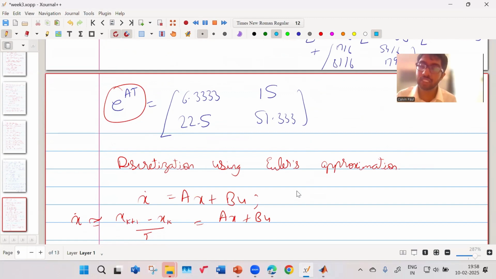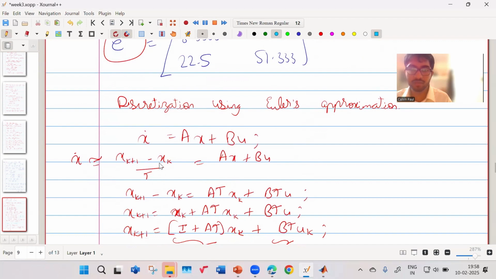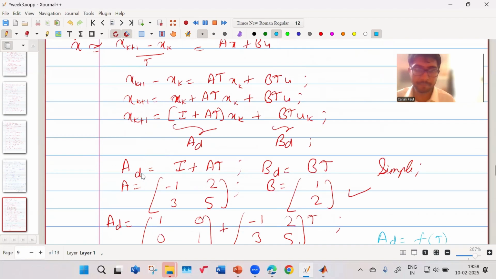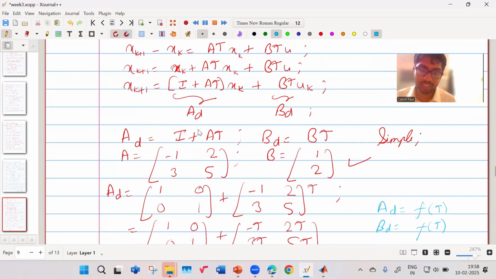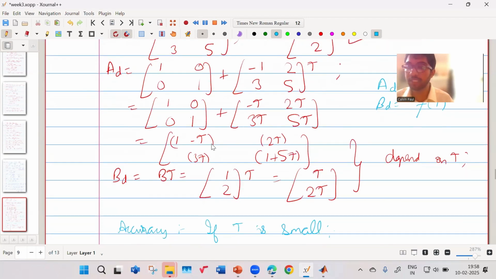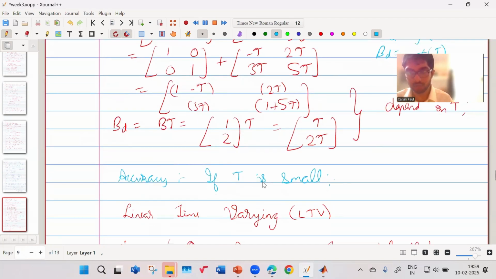There's another way to do discretization using Euler's approximation, which is given by this method. The derivative is given by (x[k+1] minus x[k]) divided by T. So this gives the AD and BD matrices. This is simple and can be analytically derived, but it is approximately equal only if T is small.